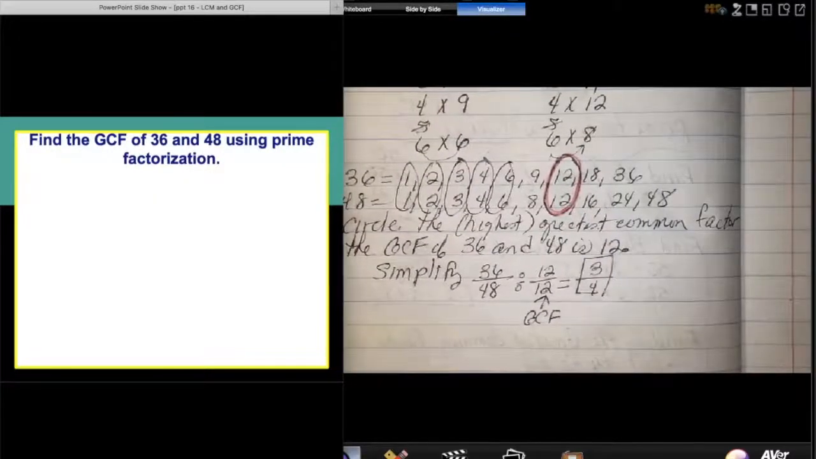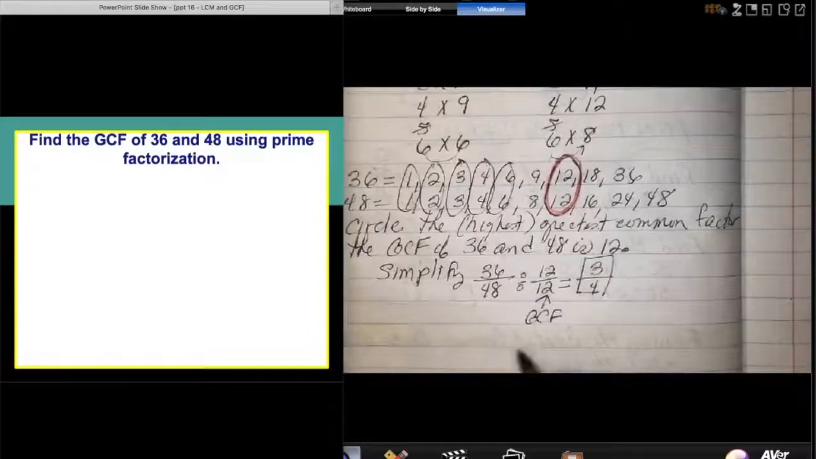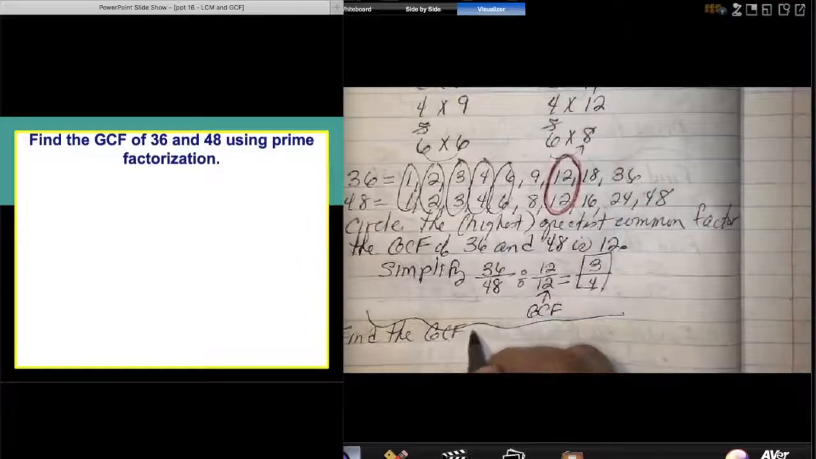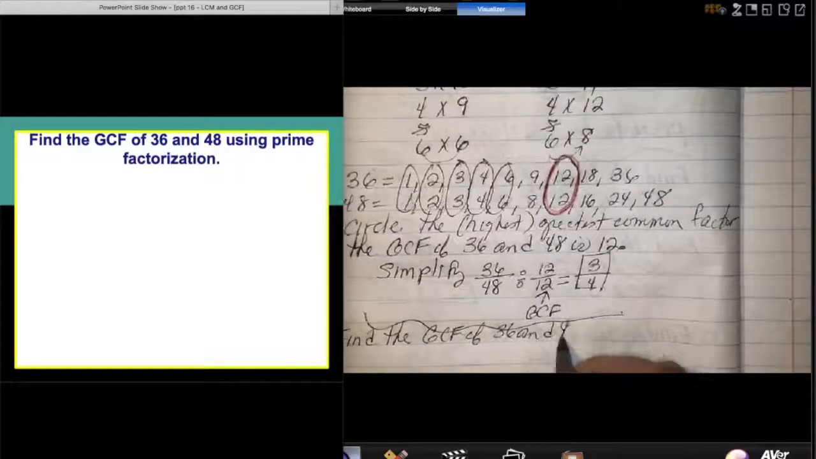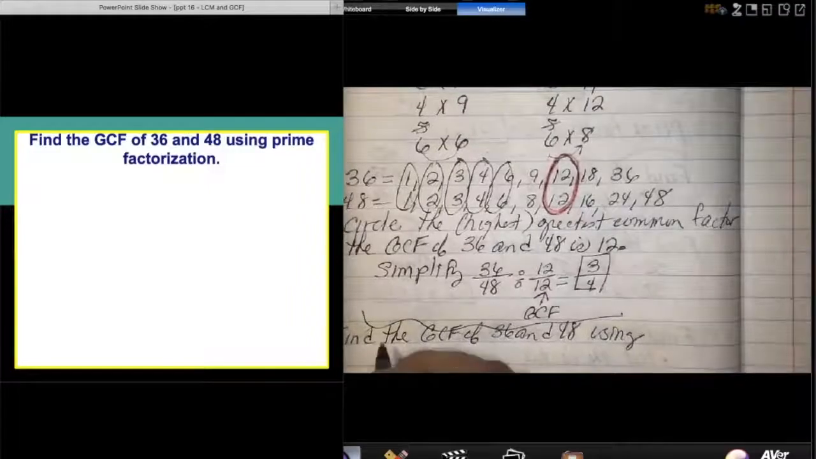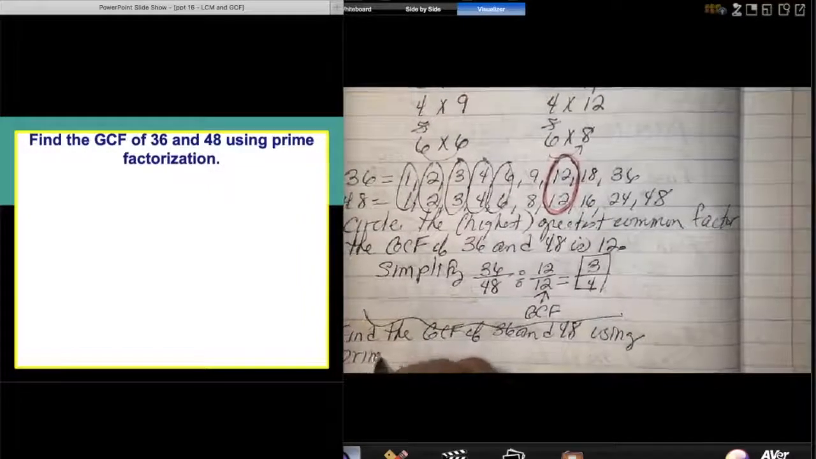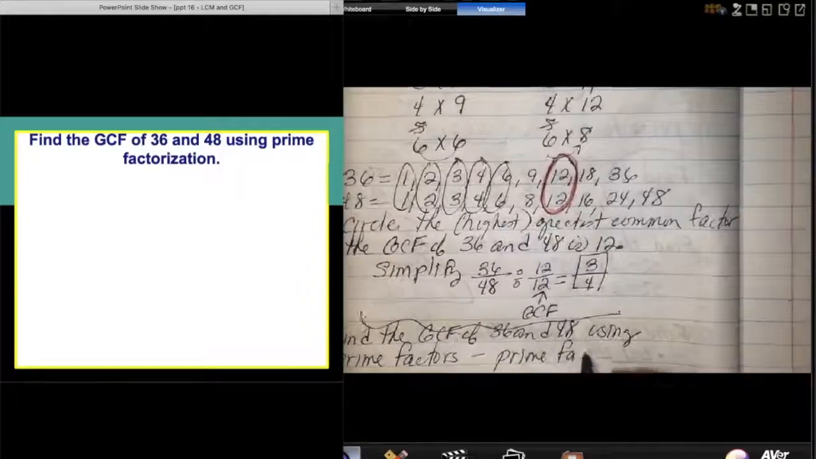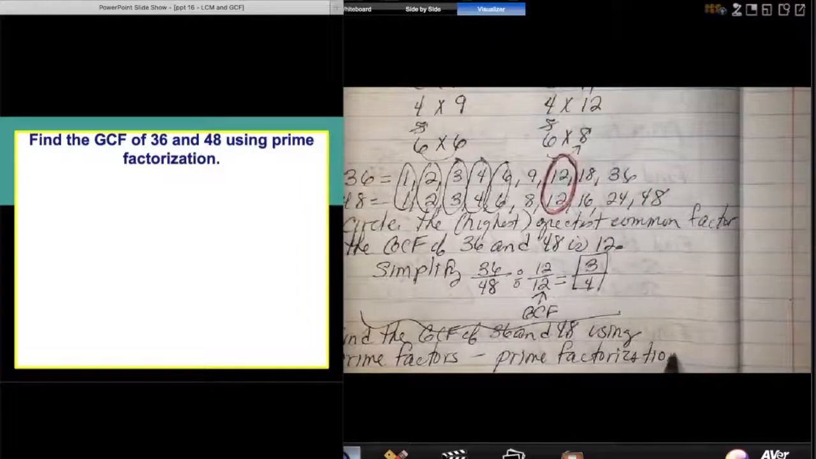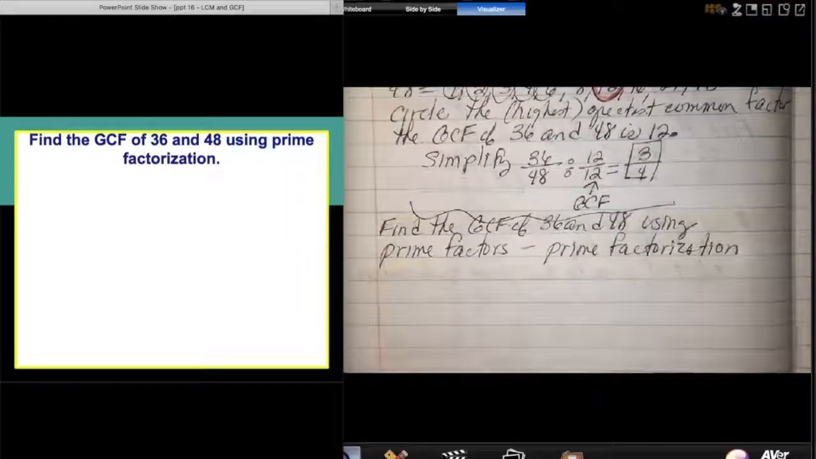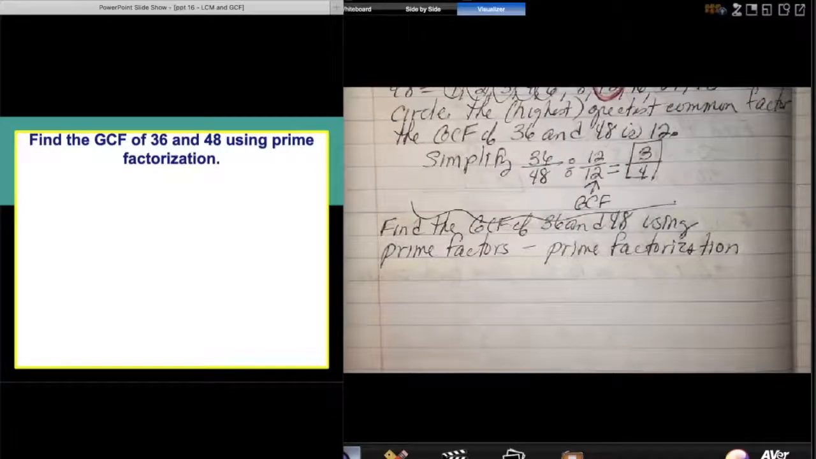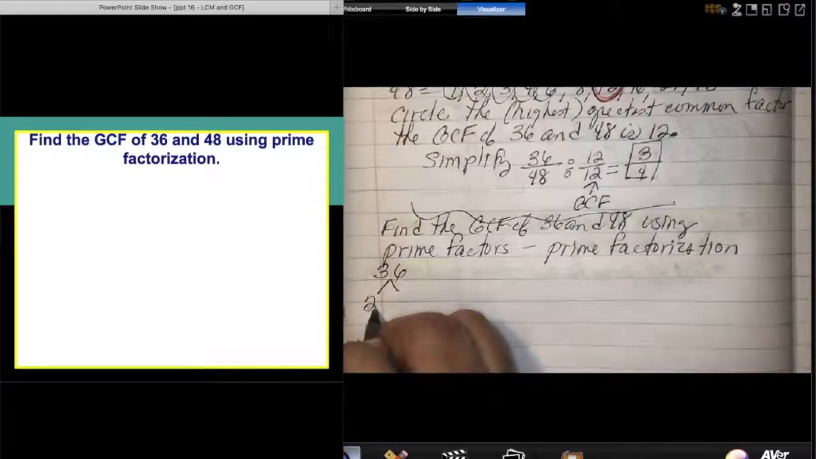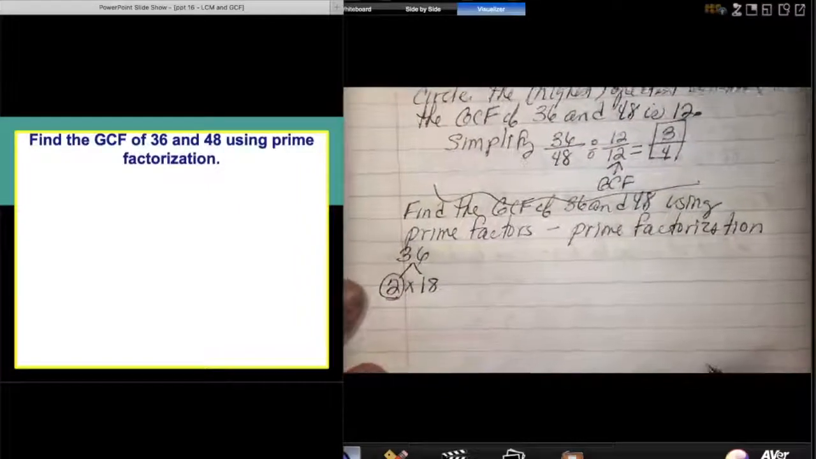Let's go ahead and find the GCF of 36 and 48 using prime factorization. Now notice, you may say prime factors, or they may say prime factorization. Same thing. Whenever we see the word prime, we remember to create a factor tree, and we start dividing by 2. So 36 divides by 2. 2 is a prime number, so I circle it.